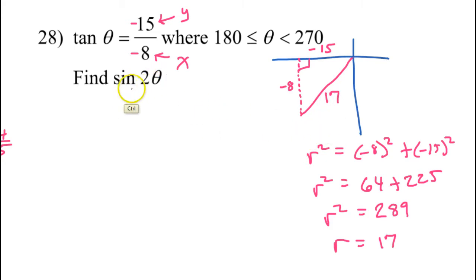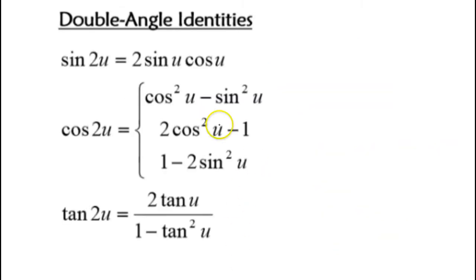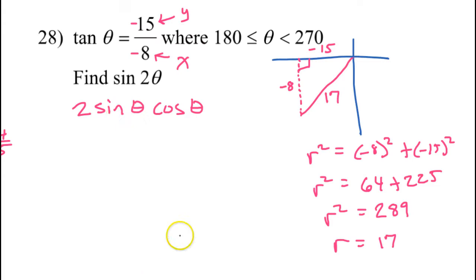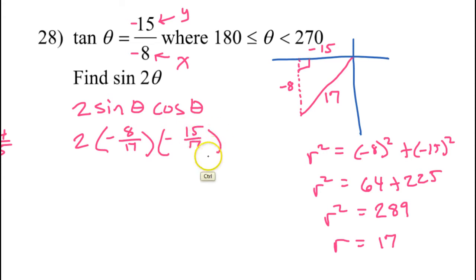So now I can go ahead and find sine of 2 theta. The formula for this is 2 sine theta cosine theta. Right? I'm just pulling that right off the formula sheet. Okay, but sine theta, sine is y over r. So that's going to be -8 over 17. So -8 over 17. Cosine is x over r. So that's going to be -15 over 17.